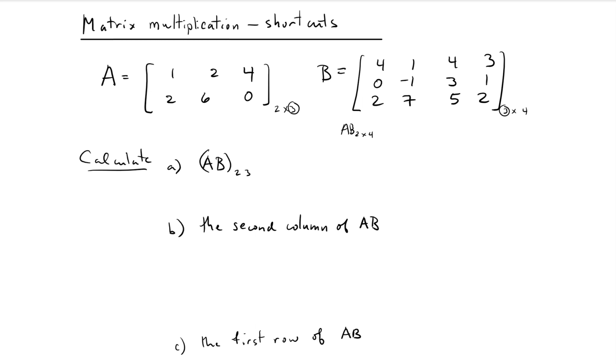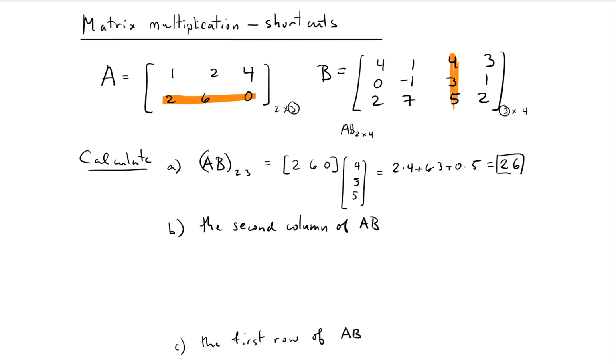Well, I'm going to have to essentially multiply these entries with these entries to get 2, 3. So it's going to be equivalent to multiplying the second row of A against the third column of B. And if I do this, I notice that this looks like a dot product between two vectors, and actually we could write it as a dot product. So this is 2 times 4 plus 6 times 3 plus 0 times 5. So this is 18 plus 8, so 26. So we get the value without having to compute the entire matrix product.